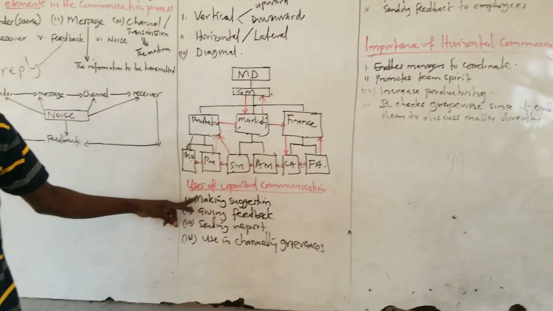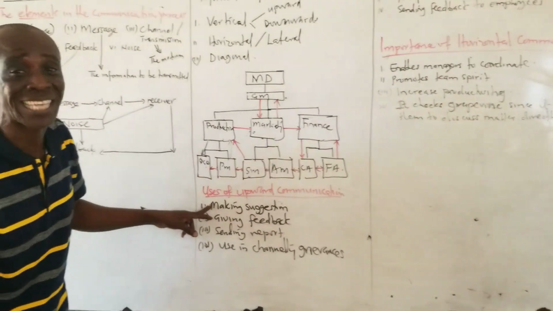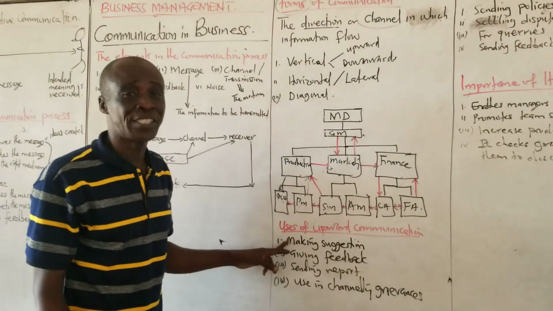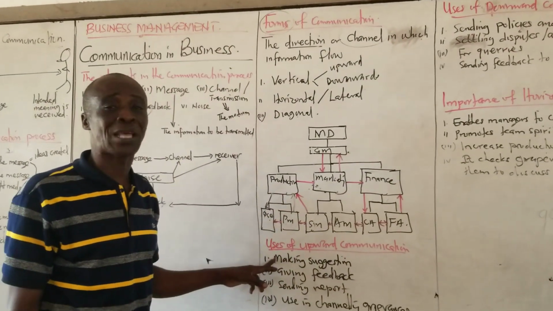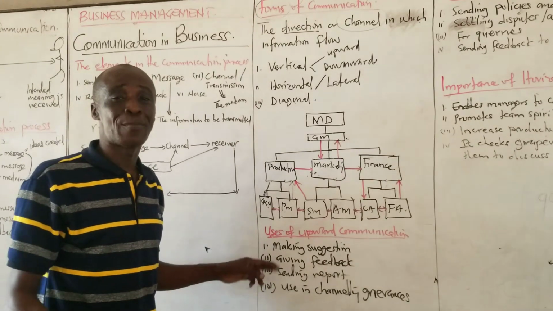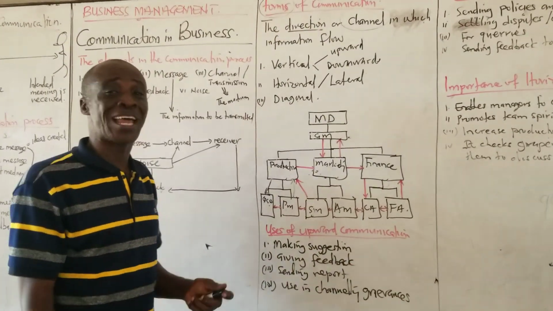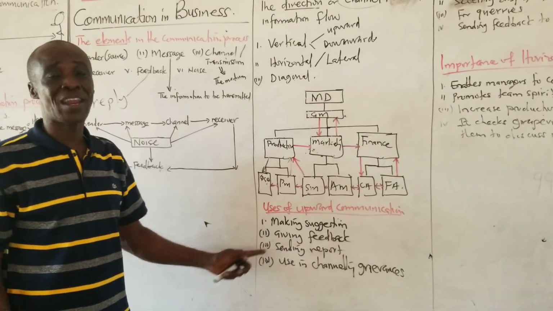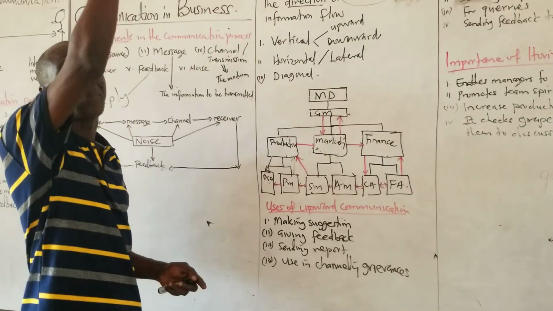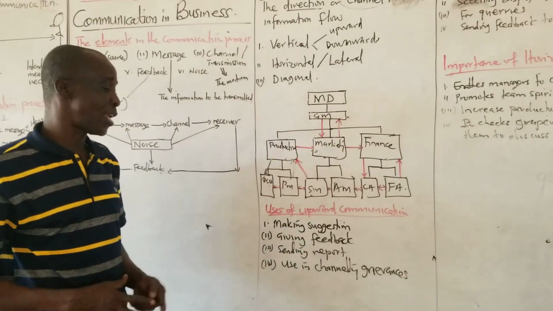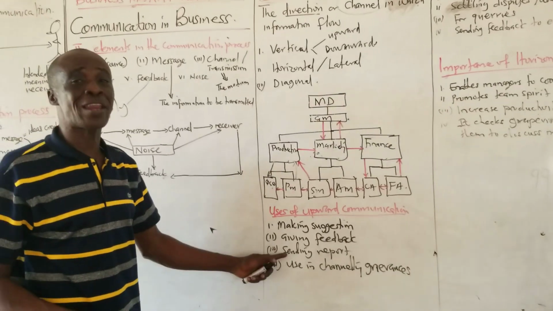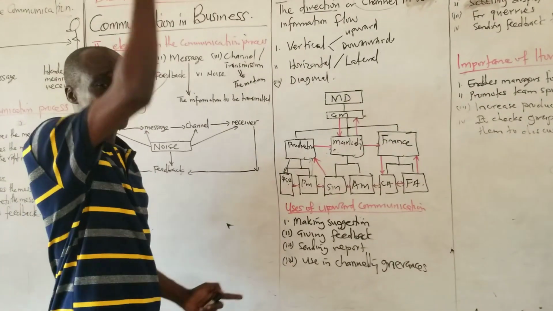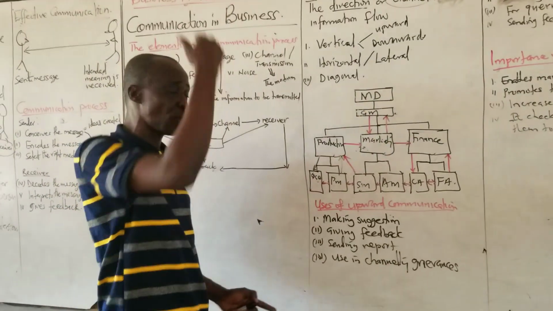Number one, employees at the lower level make suggestions. So it is used in making suggestions. You go to some organizations, they have a suggestion box where the employee will write something and put it in. That is a form of upward communication. Another one is giving feedback. When the manager gives you instruction, you give feedback, a reply to the manager. We use upward communication. When the manager tells you to give him a report, you use upward communication.